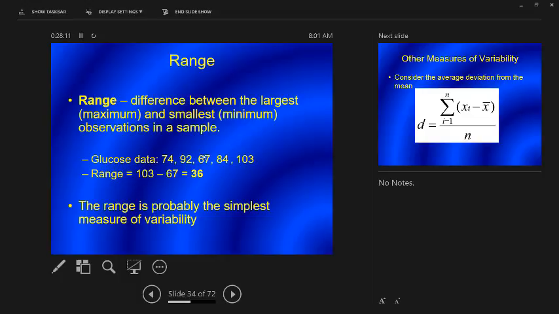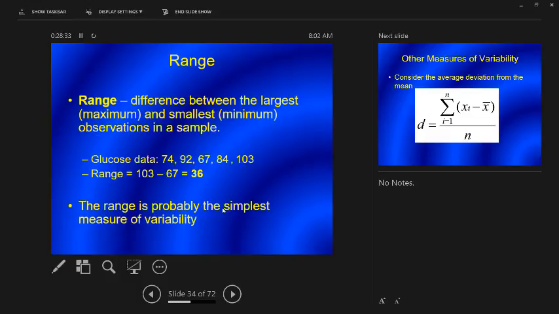And we see that 67 was the lowest and 103 was the highest. And the range is simply the difference between those. So 103 minus 67 is 36. So for this sample of glucose data here, the range is 36. Now that's a nice, simple, intuitive way to quantify the variability in the sample, right?